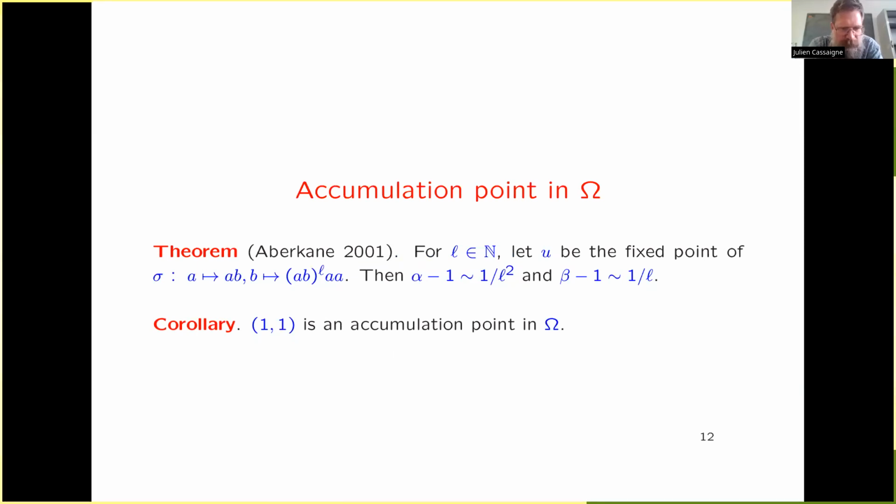Okay, so we have found one isolated point. There are also accumulation points. Well, I already mentioned this result. If you look at this family of substitutions, A maps to AB and B maps to AB repeated a large number of times, AA.